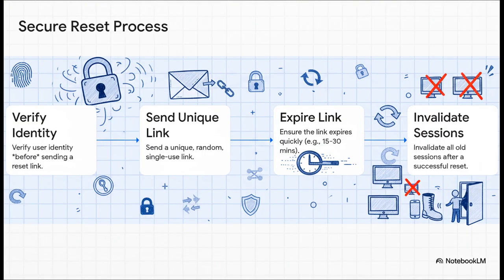You know, a system is only as strong as its weakest link, and often that's the forgot my password page. A secure reset has to verify it's you before sending anything. Then it sends a totally unique, one-time use link that dies after about 15 minutes. And here's the final crucial step. Once you've changed the password, the system has to automatically kick out every other active session. That slams the door shut on any intruders.